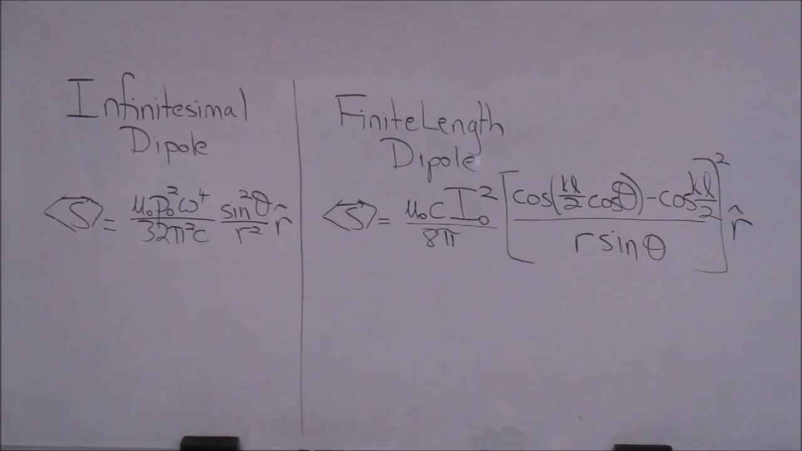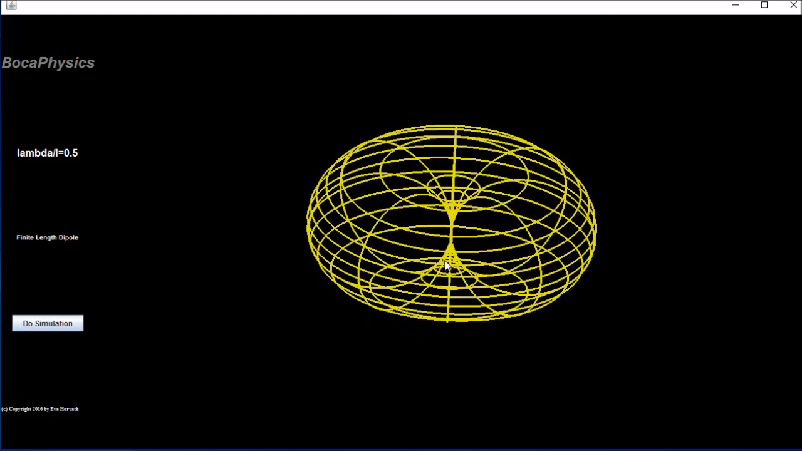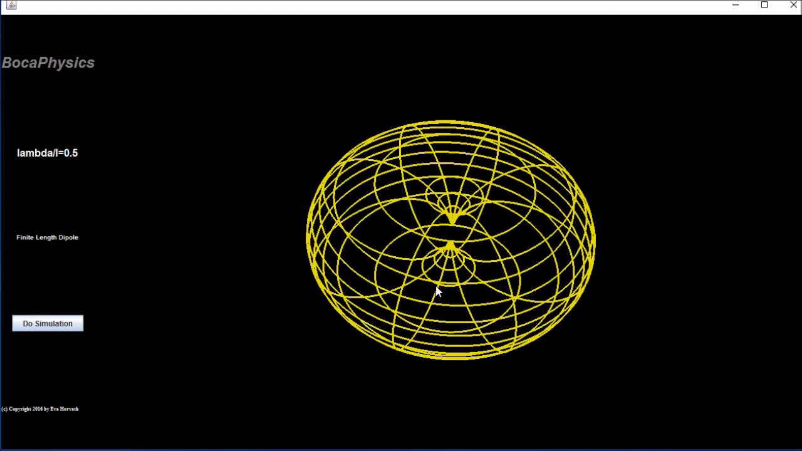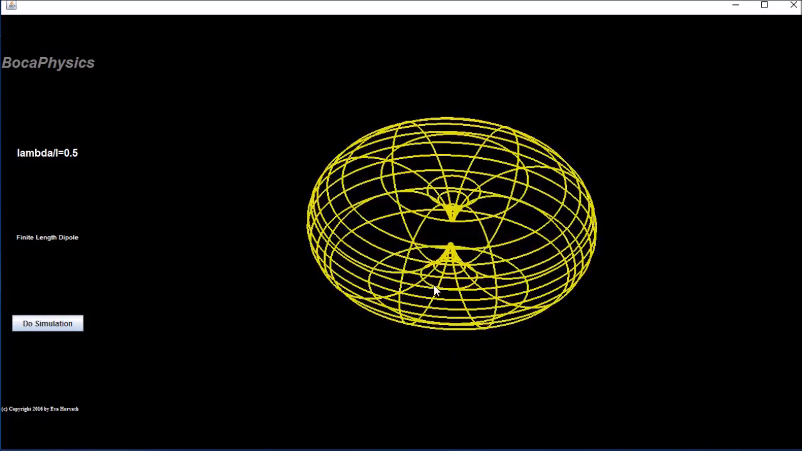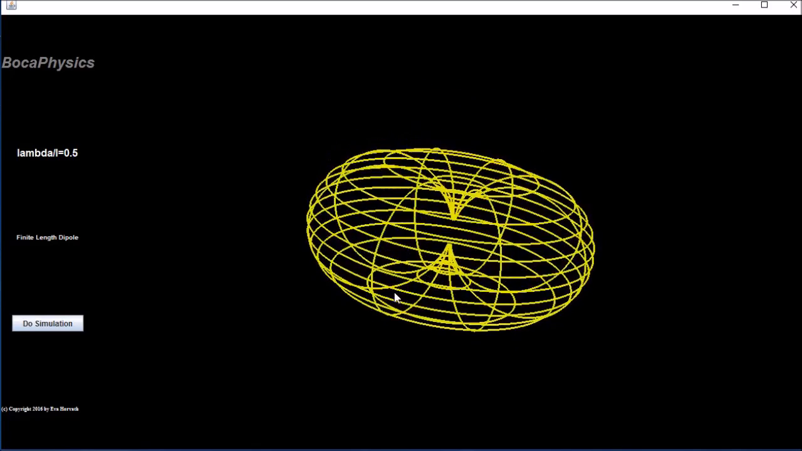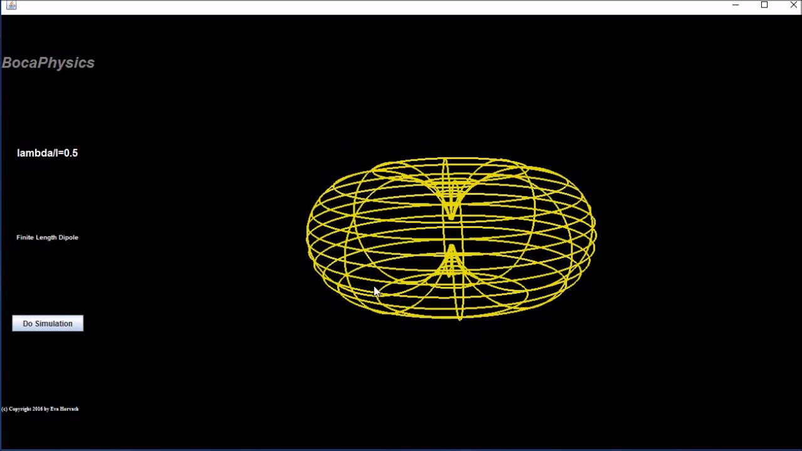On the left-hand side of the board, we see the expression for the time average Poynting vector due to an infinitesimal dipole, and on the right-hand side, we see the time average Poynting vector due to a finite length dipole. In the second simulation, we see the time average Poynting vector due to a finite length antenna plotted. This time, the length of the antenna is equal to 1/2 of a wavelength. Notice the shape is once again somewhat donut-shaped, only it's somewhat flattened from that of an infinitesimal dipole.